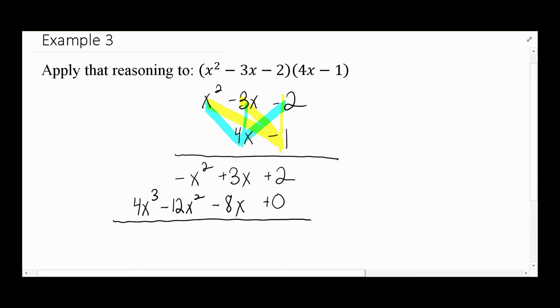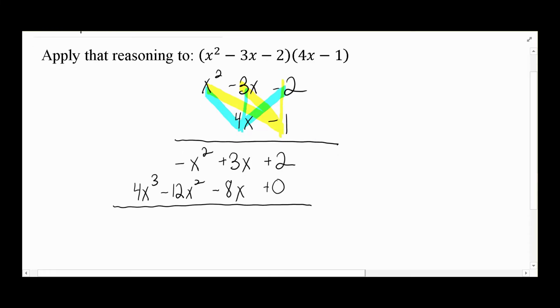And now again, as far as the combining of like terms is concerned, everything is lined up beautifully. We have 2 plus 0 is 2. Those are like terms. -8x and 3x, those are like terms. That gets us -5x. -1x squared and -12x squared gets us -13x squared, and then we copy down the 4x cubed.